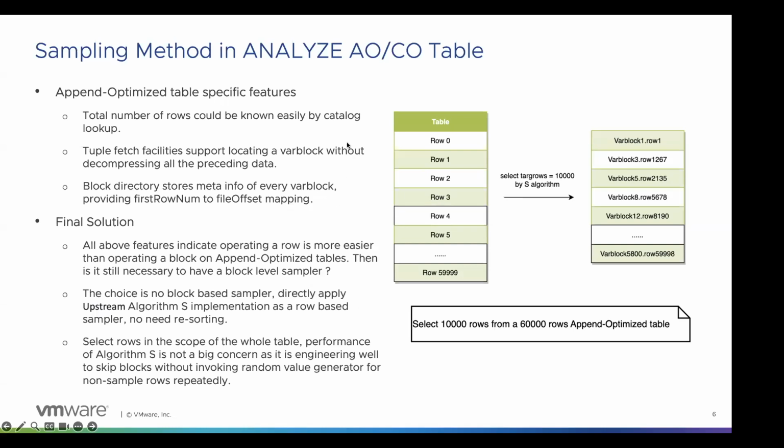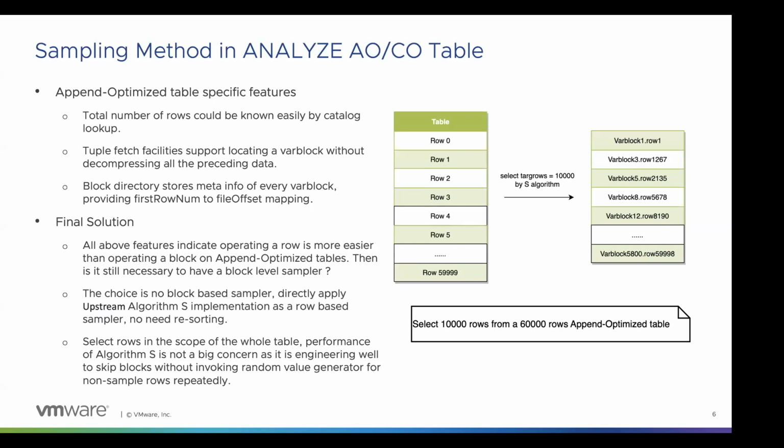So the conclusion is that all the above features indicate operating on a row is easier than operating on a block on the Append Optimized table. I think the Append Optimized table is more row-oriented. The concept is more friendly to rows, but not that friendly to blocks.